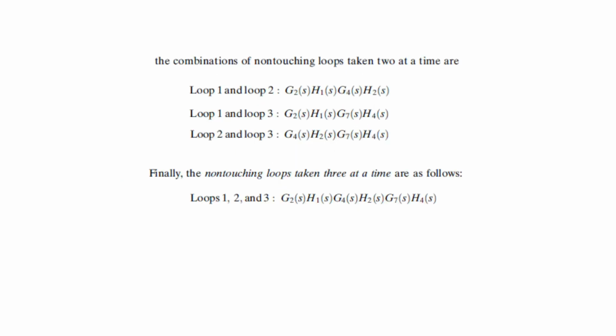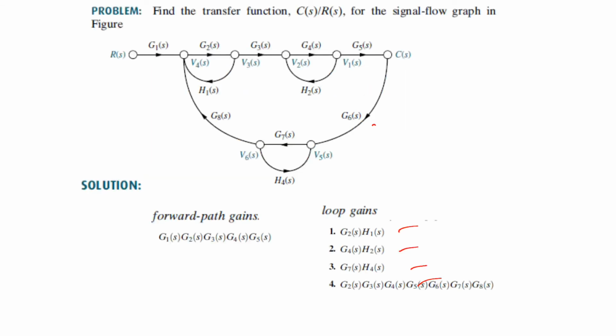Now the second point, we have to calculate the combination of non-touching loops, that is 2 non-touching loops. That is, we have to find the combination of non-touching loops, first taking 2 at a time. Now see from the diagram, let us suppose that this loop is 1, this loop is 2, this loop is 3, and this loop is 4.